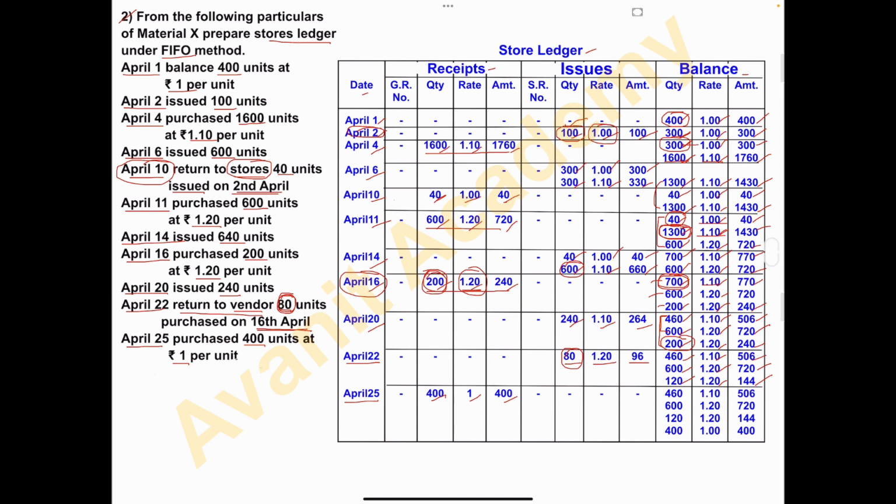First we'll write the previous stock as it is, 460, 1.10, 506. Write all the stocks that are above first. That is 600, 1.20, 720, 120, 1.20, and the amount is 144. Now add the recent purchase. That is 400 units at rupee 1 and the amount is 400. I hope you got this solution.